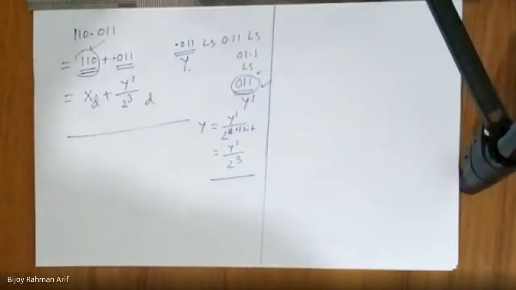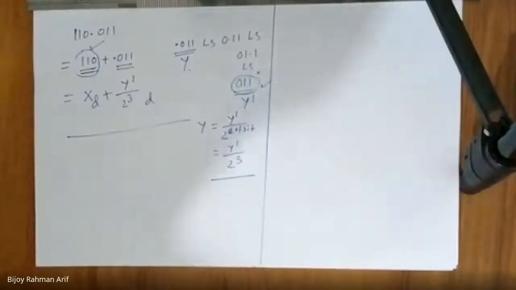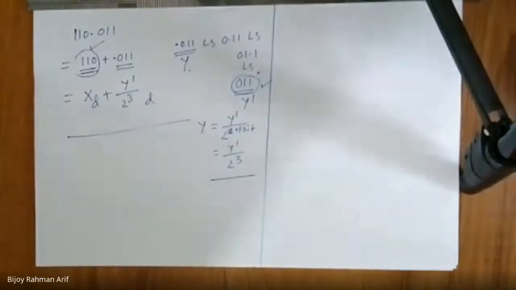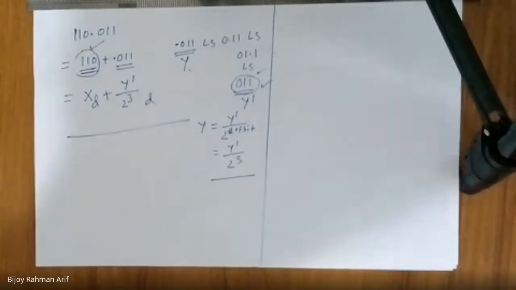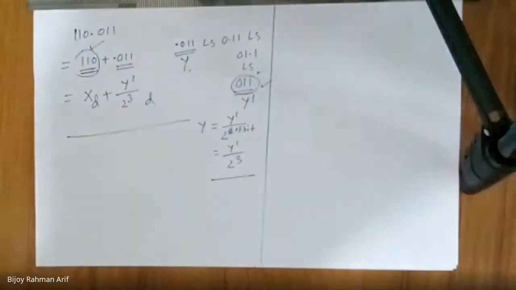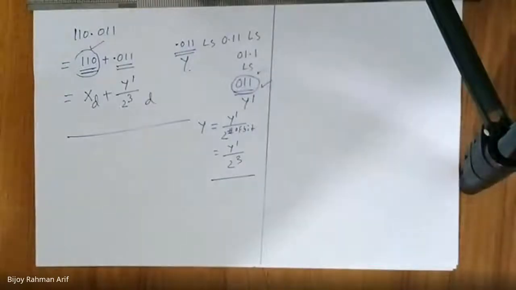Alright, since this is a binary number, the base is 2, so if we shift one digit to the left, we have to divide by 2. Divide by 2 because you increase the number by shifting to the left. You get whatever the previous number is, 2x. If you shift more, you will get 2x into 2x, that means 4x. If you shift 3, you get 2x, 2x, 2x, that means 8x.